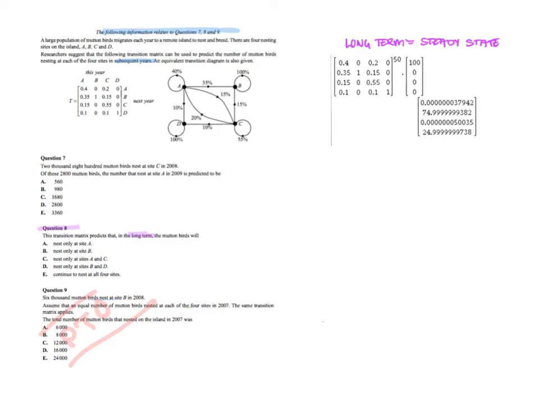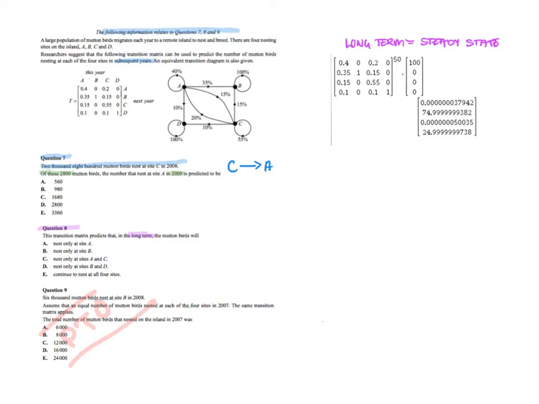All right, so it says in question 7, 2,800 mutton birds will nest at site C in 2008, and then of these 2008 mutton birds, the number that will nest at site A in 2009. So really what we're saying here is we're going from C. We want to see what happens to C to A. So we look for that in our transition, it's probably the easiest.